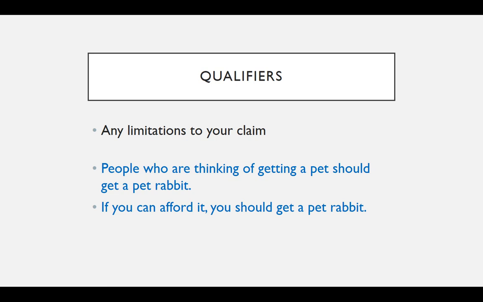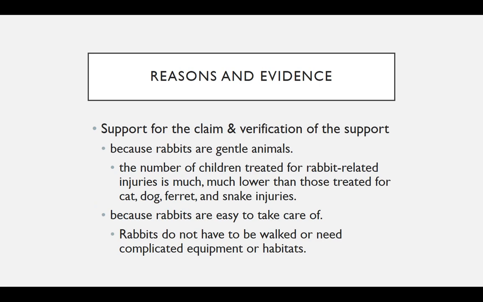Now, of course, you also have to support your argument. You need reasoning. You're not going to fall for any argument where someone just tells you do this. They need to give you a reason to convince you. So you will need to have the reasons and then evidence to support those reasons. So your reason for getting a rabbit as a pet might be because rabbits are gentle animals.